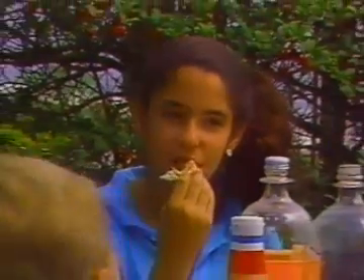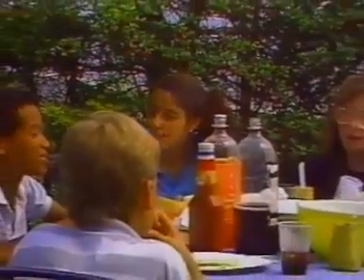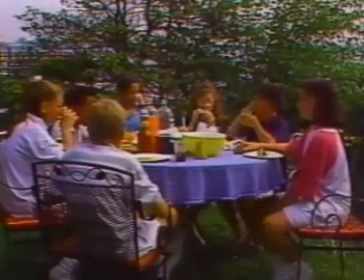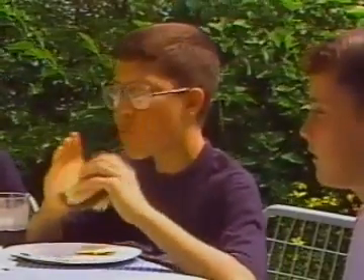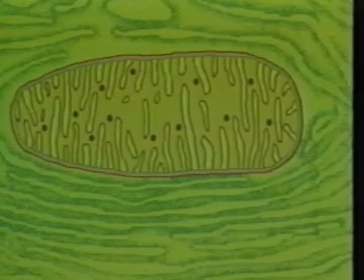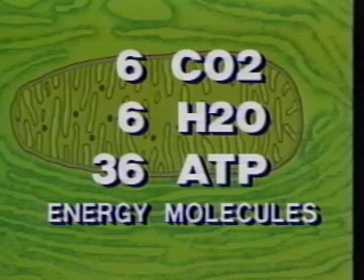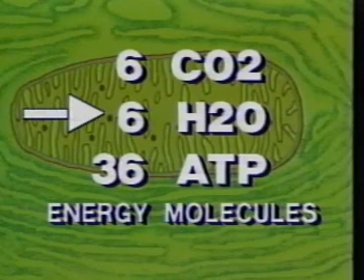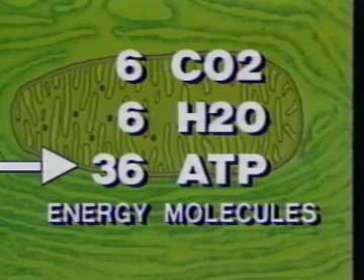If food molecules were simply burned, they would give off all their energy in the form of heat. This heat could not be used to do the cell's work. Cellular respiration releases most of the energy of the food molecules in a different way. In the mitochondria, the food molecules are taken apart one step at a time. By the end of the respiration process in the mitochondria, each food molecule ends up as 6 carbon dioxide molecules, 6 water molecules, and 36 ATP energy molecules.